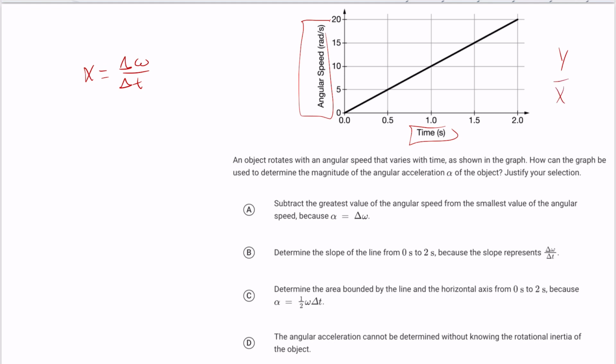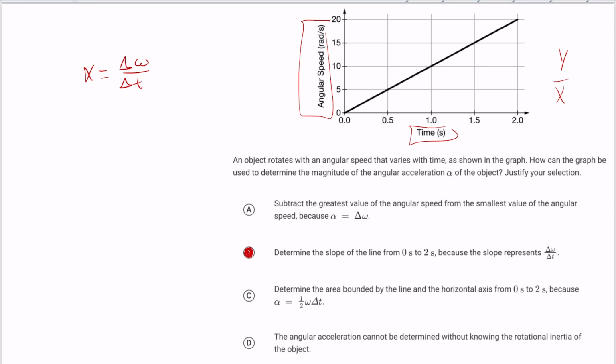So if you notice B here, it says determine the slope of the line from 0 to 2 seconds, so from here to here. Determine the slope of the line from 0 to 2 seconds because the slope represents change in angular velocity over change in time, and that is the definition of angular acceleration based off of our lecture. So we're going to go ahead and circle B for this problem.